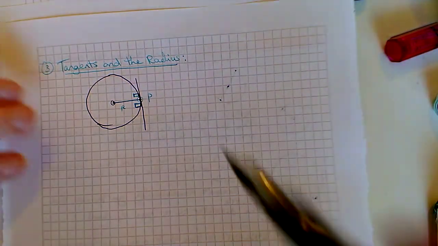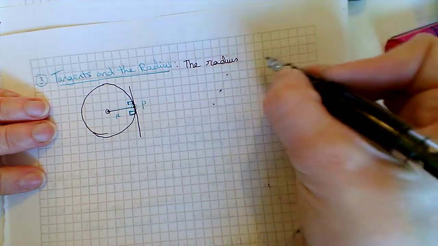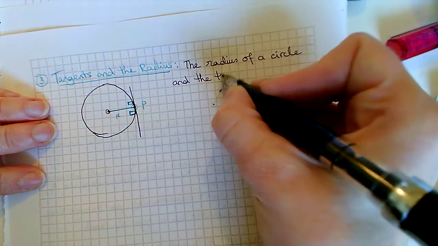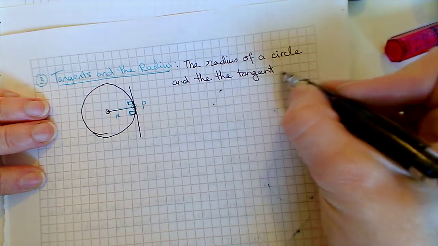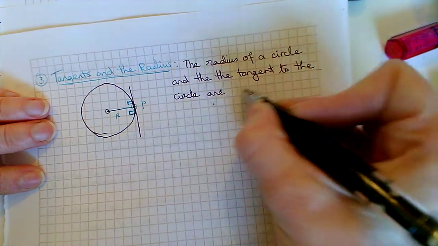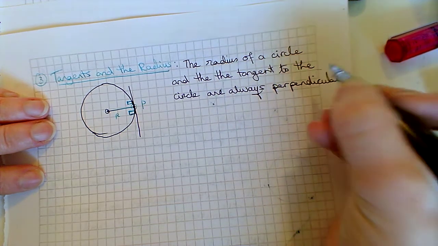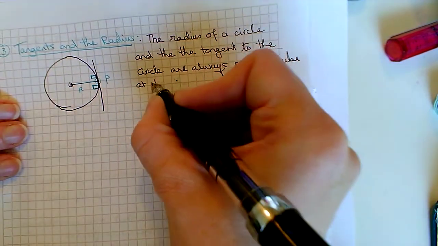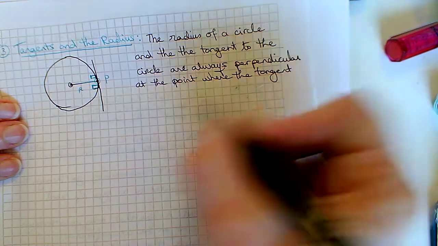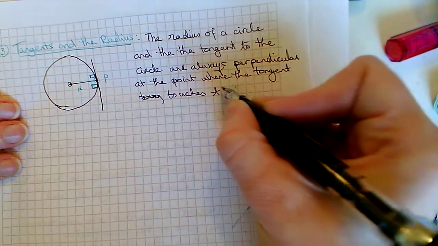So the statement of that theorem is that the radius of a circle and the tangent, any tangent to the circle, are always perpendicular at the point where the tangent touches the circle.